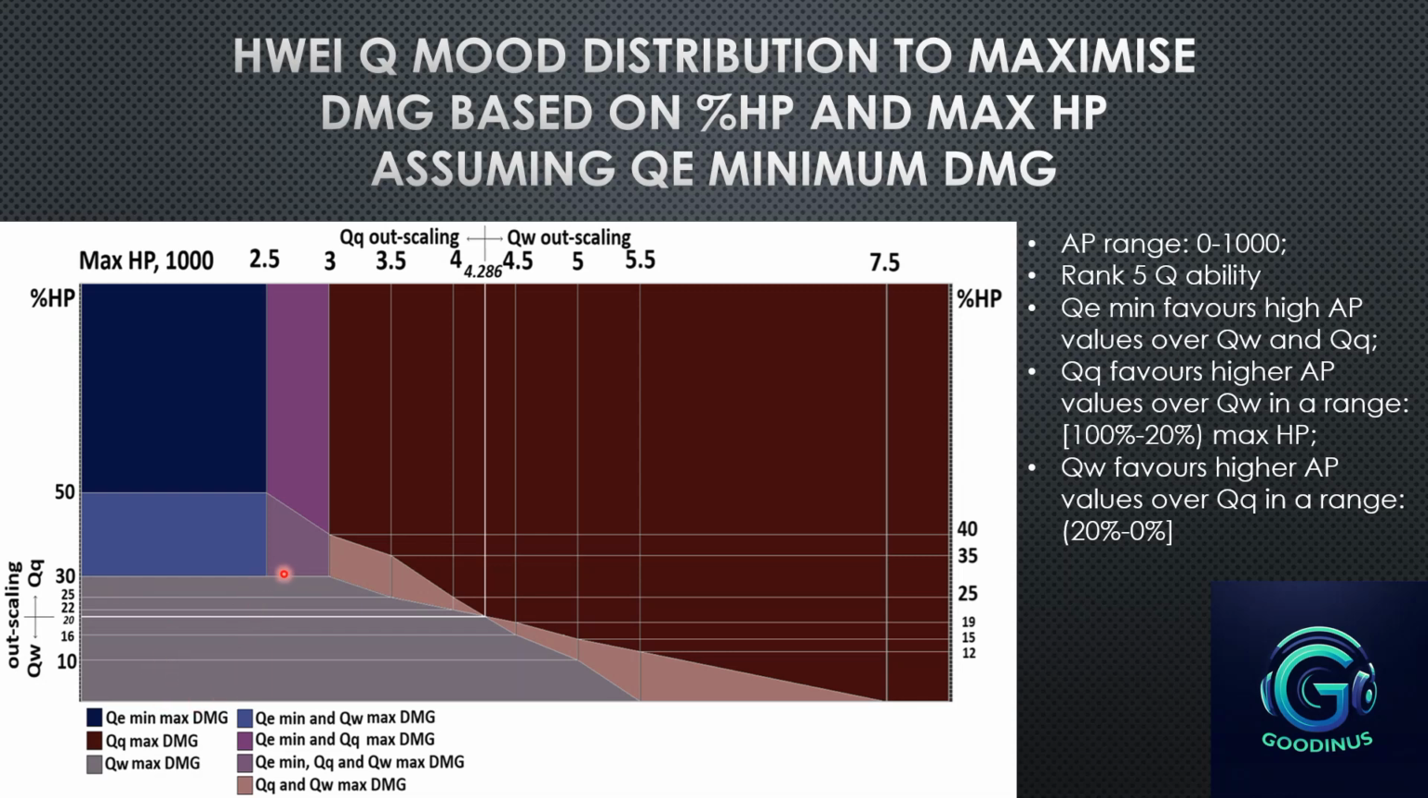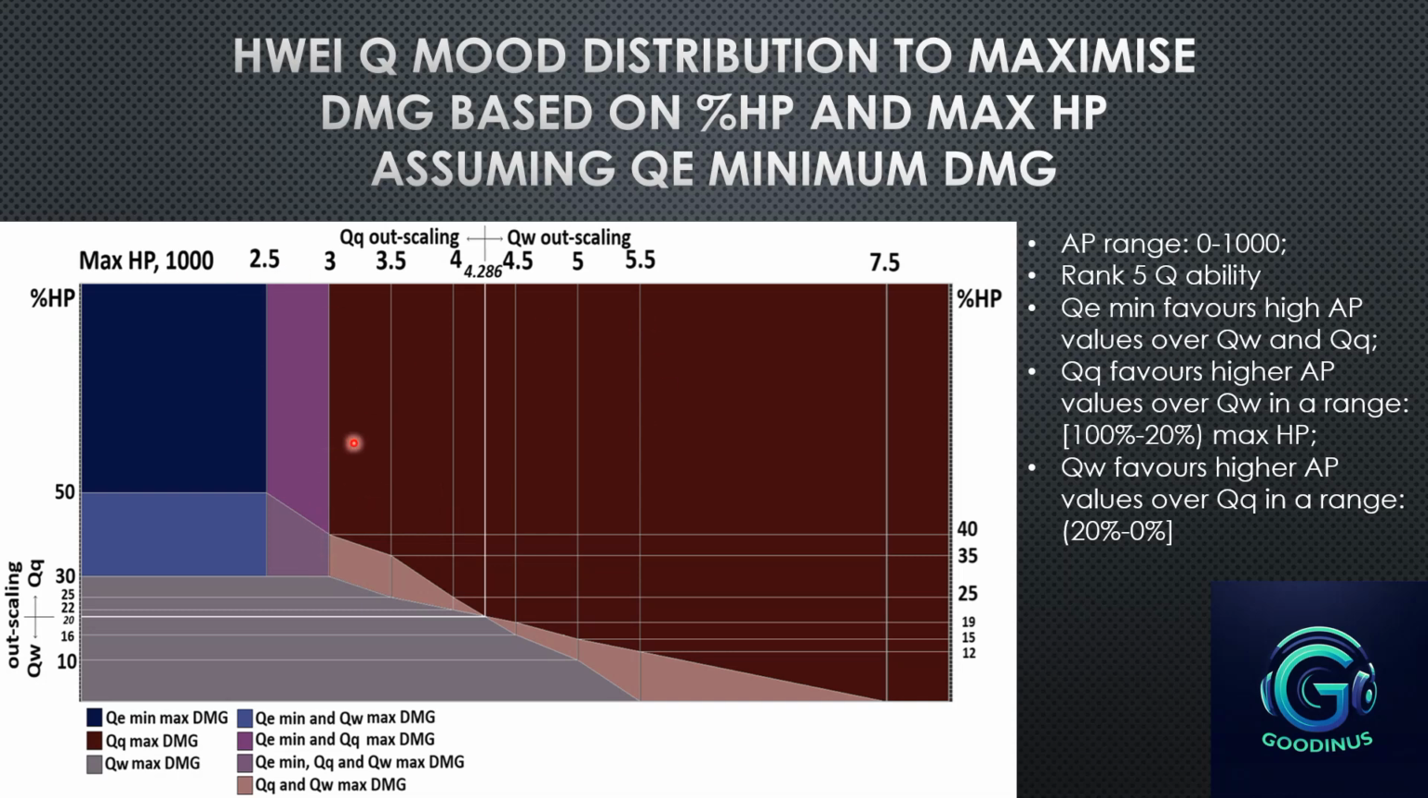Okay, so what happens here? Why is this line not moving here, but this line starts moving here? Okay, so it's very simple. Because QE is dominating on high AP ratios, meaning that up to around 1000 AP in this region, the QE will be dealing more damage, right? So this means that the highest damage is basically decided by QE, and the highest damage basically requires the minimum percentage HP. So that's why this line is straight until the QQ starts overtaking the QE.